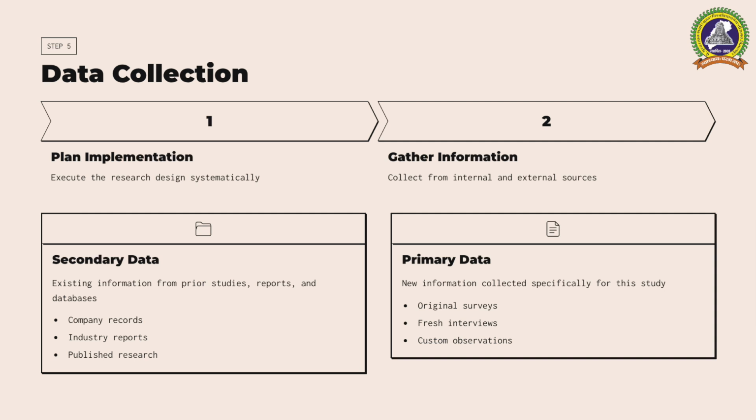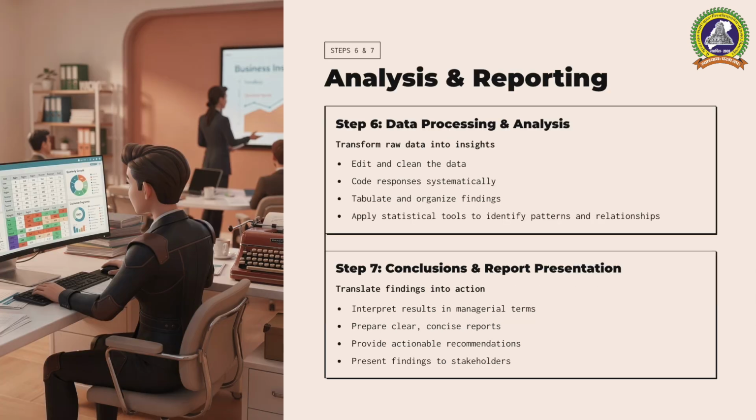Furthermore, data is classified into two categories, secondary data and primary data. Secondary data means information that already exists, like government publications, magazines and books, and primary data includes new information collected specifically for this research, through survey or experiment. Once the data is in, we move to the final stages.